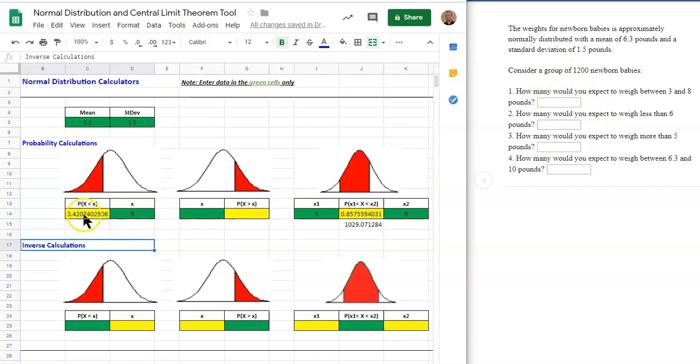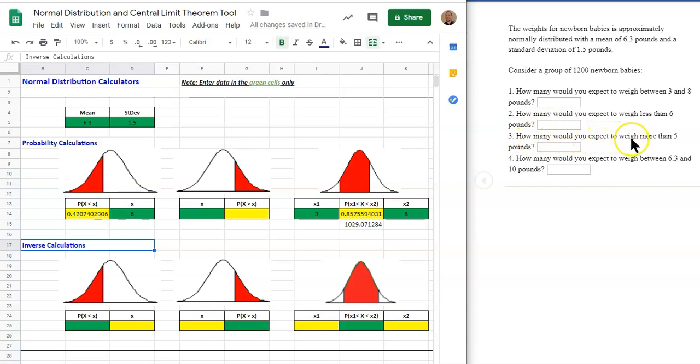Again, I'm not going to go ahead and do this, but I expect you to know how to do this at this point. We would multiply the 1200 by the probability here, and we would figure out how many would be less than 6.